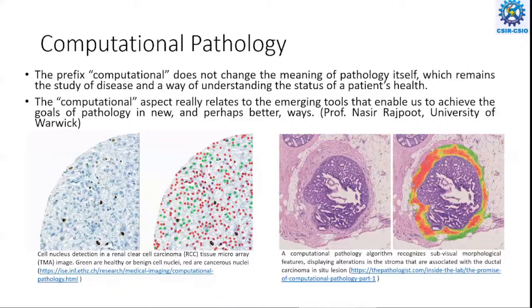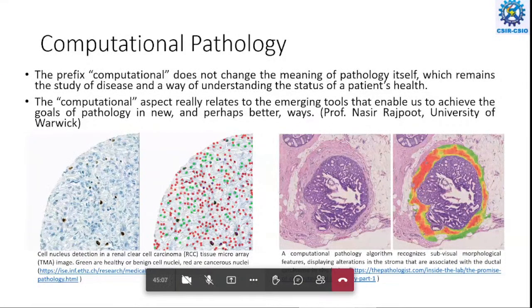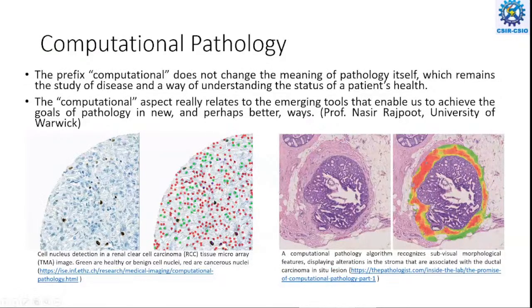On the left half, you see cell nucleus detection in renal clear cell carcinoma, which is a case of cancer. A tissue microarray image was used, and all the benign cells are detected, and the red ones are the cancerous cells. So what is happening here is that, using machine learning and deep learning, we are detecting all the cells and labeling them with different pseudo colors to assist the pathologist in decision making.